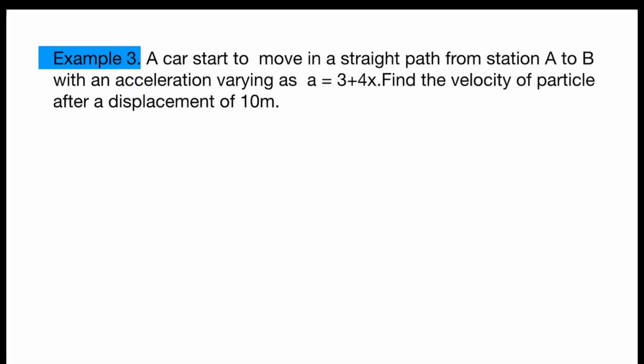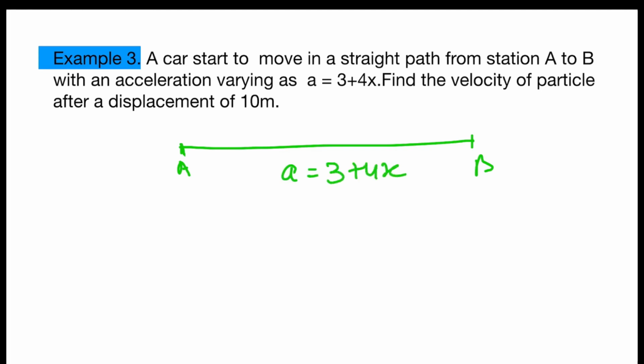Example 3. In this, a car starts to move in a straight path from station A to B with an acceleration which depends on the position of the car. So here the car starts from A and it will go to B with an acceleration which is dependent on the position x, and the displacement is 10 meter. For example, let's take B to be 10 meter away. So we have to find out the velocity at B.